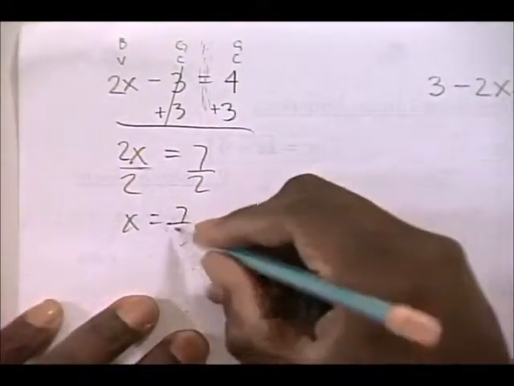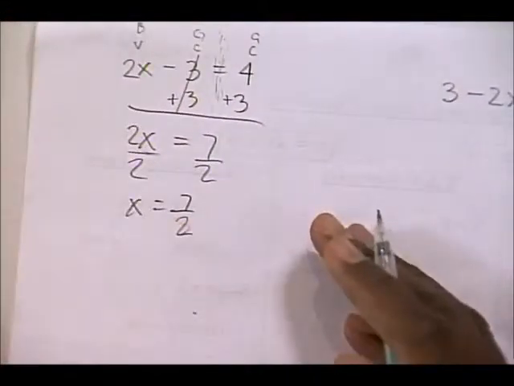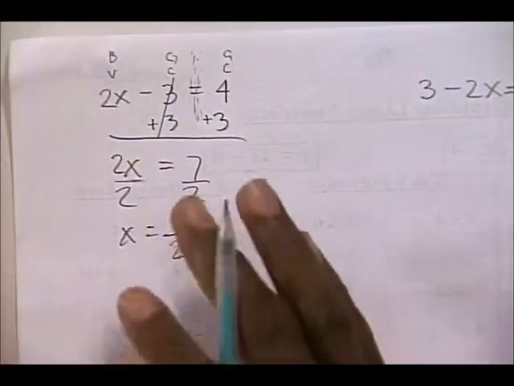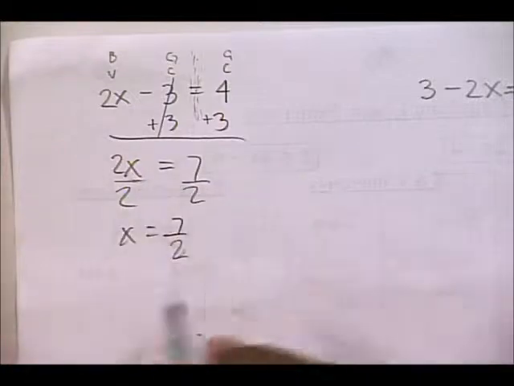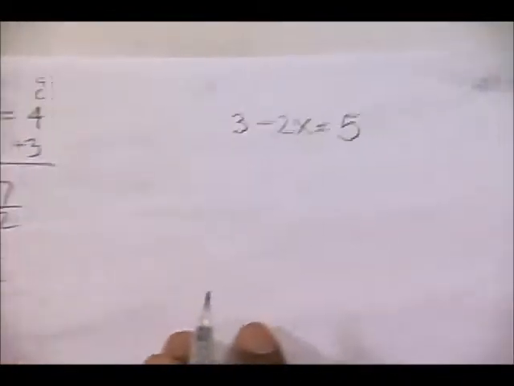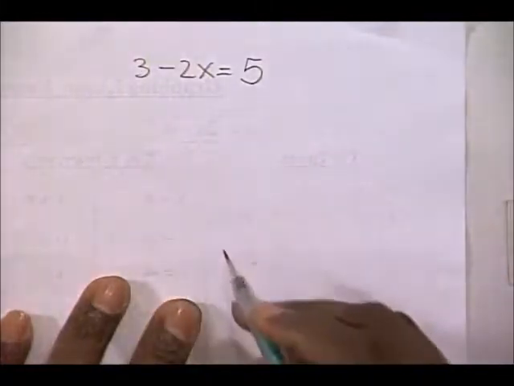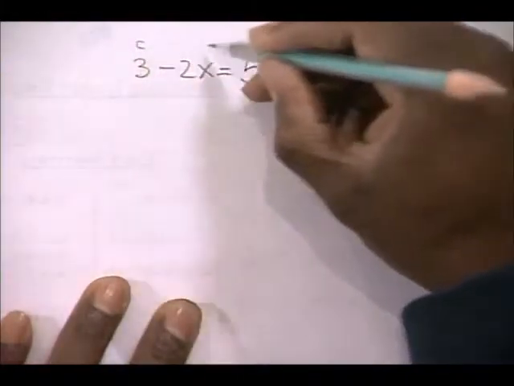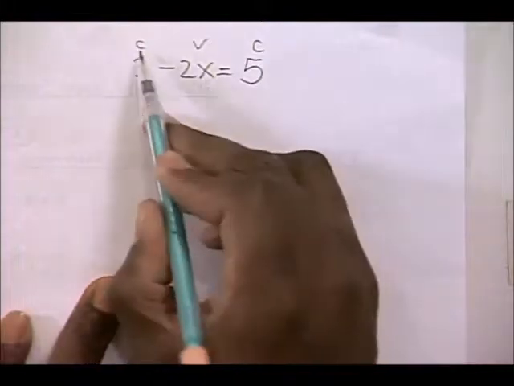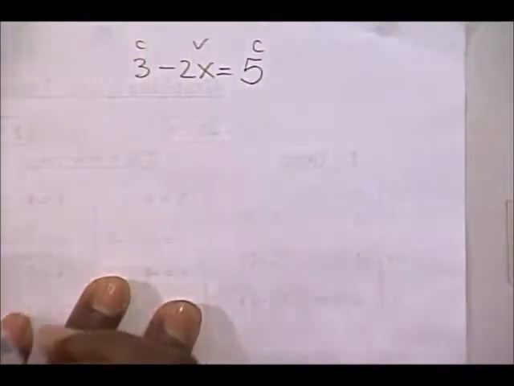Rushing a little bit, sorry about that. 7/2 or 3.5. For what we do today, it's very important that you know how to solve equations. Let's look at one more. Again, let's label constants and variables. That's a constant, variable, constant, or girl, boy, girl, however you want to look at it.